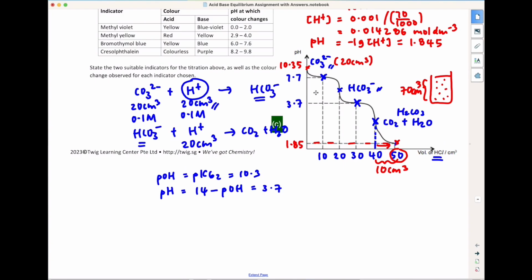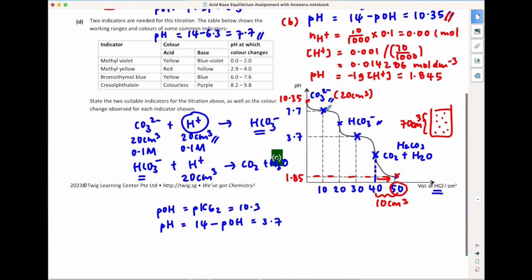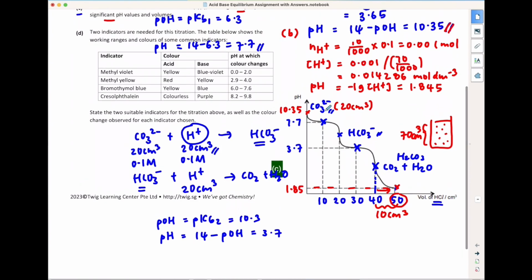Okay, so let's look at the next part. Two indicators are needed. We are doing a part D now. Two indicators are needed for this titration. The table below shows the working ranges and colors of some common indicators. Okay, so what are the indicators needed to find out the first equivalence and second equivalence? Okay, the first equivalence is here, and the second equivalence is over here.